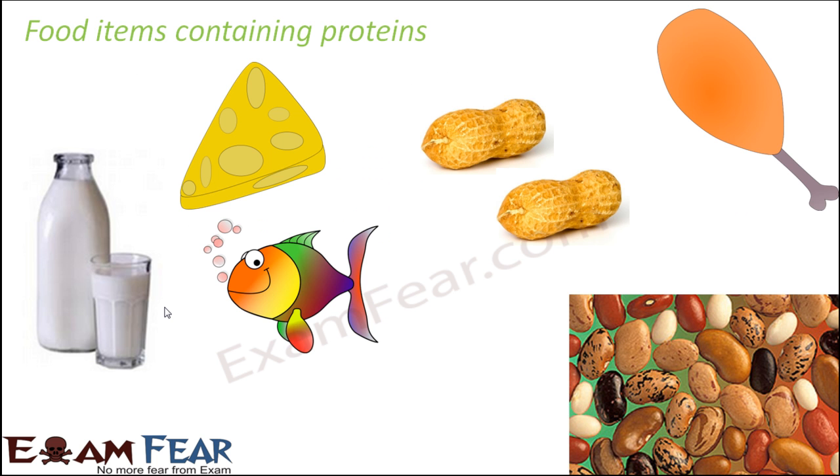Some of the food items which contain proteins are milk, cheese, fish, groundnuts, meat, and pulses. These are very rich sources of protein. That is why it is said that people who are non-vegetarian already have a lot of protein in their diet through fish and meat. But those who are vegetarian, that is, they do not eat food obtained directly from other animals, should concentrate a lot on foods which are rich in proteins. For example, groundnuts, for example, pulses. Pulses should definitely be a part of your diet because they are a very rich source of proteins.